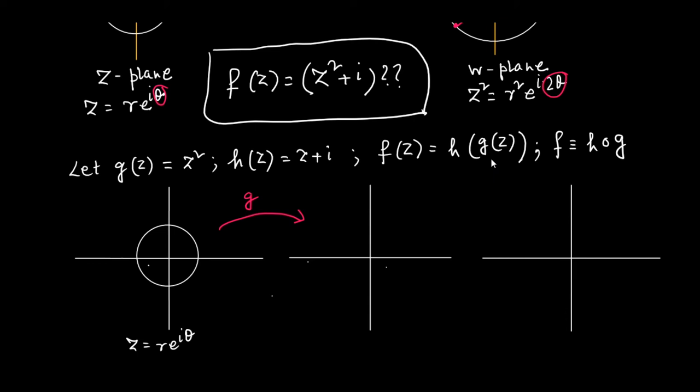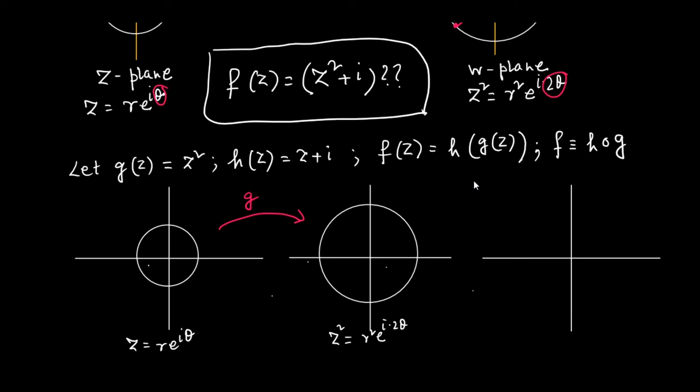That means under this function g, this circle will move to a circle of radius r squared, because z squared will be r squared e to the power i into 2 theta. So the circle of radius r will move to a circle of radius r squared. Okay, fine. Let this be my circle of radius r squared. Now, it is not mandatory that the circle of radius r squared has to be greater than the circle of radius r. That will actually depend on the value of r. But for the sake of discussion, I have taken this as an arbitrary example.